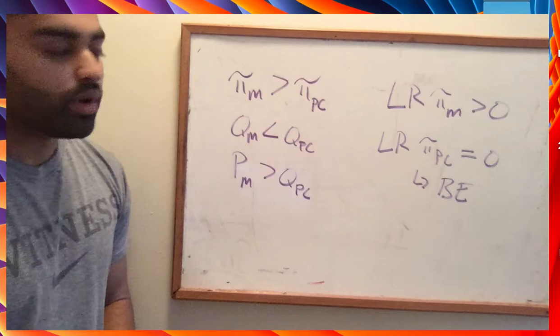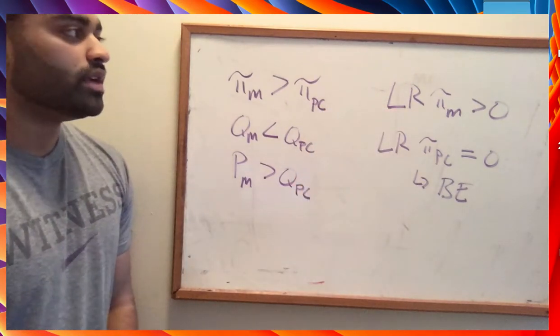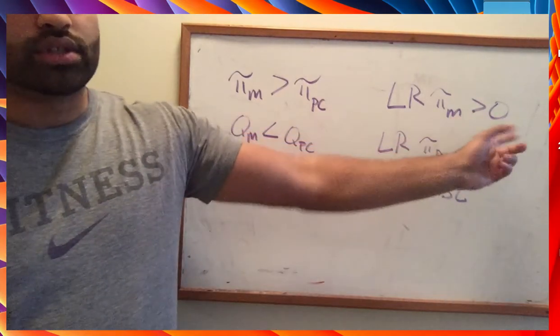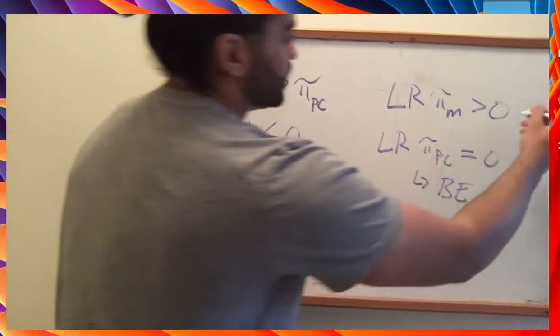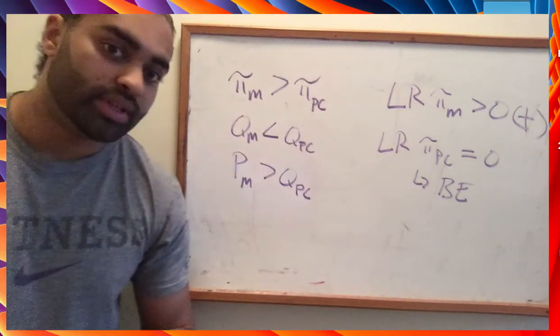Now, the one I really want to focus on is your long run profits. Anytime you see LR, it's long run. So long run profits of a monopoly will always be greater than 0. So what that means is it is positive.